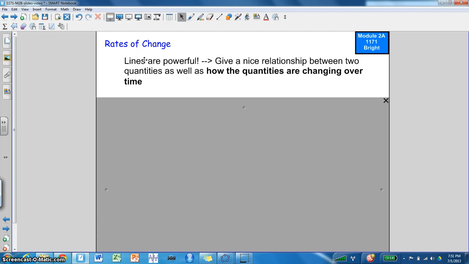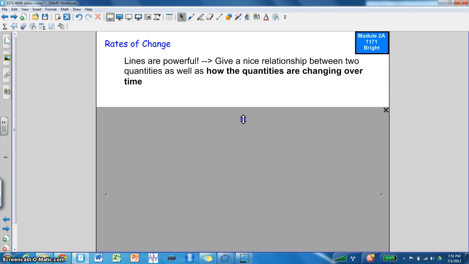Lines again are really well studied, but they also tell us a direct relationship between two quantities. Not only a direct relationship, but that relationship is also fairly nice. It tells us how the quantities are changing over time, or how one quantity changes based on the change of the other one.